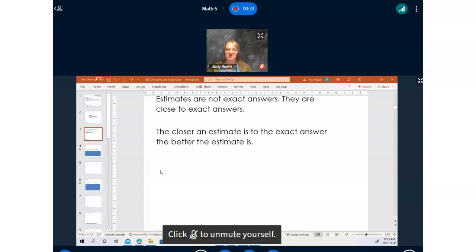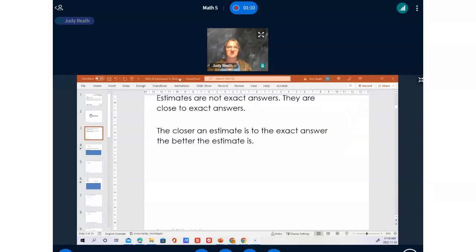So today we're continuing to talk about division, and we're specifically talking about estimation in division. Note that estimates are not exact answers. They're close to exact answers. So we want to get close enough so that we can tell what the exact answer will be, but not necessarily the exact answer. The closer an estimate is to the exact answer, the better an estimate it actually is.